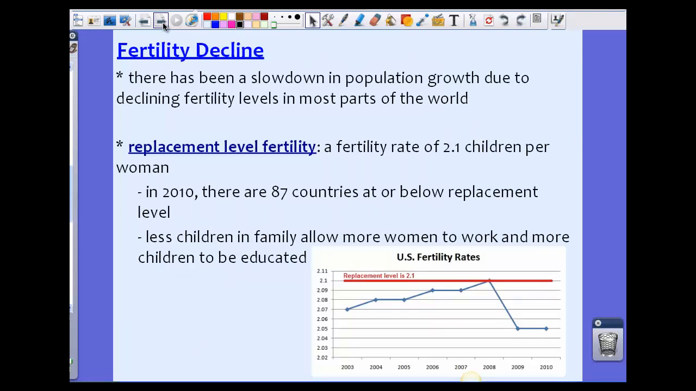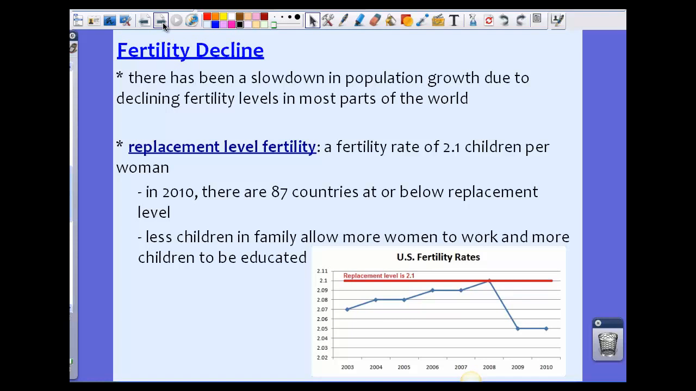Now, we also see fertility decline worldwide. There's been a slowdown in population growth due to declining fertility levels in most parts of the world. This can be an issue, or it might not be an issue. It depends on the carrying capacity of that particular place.